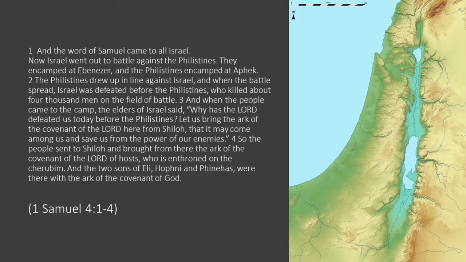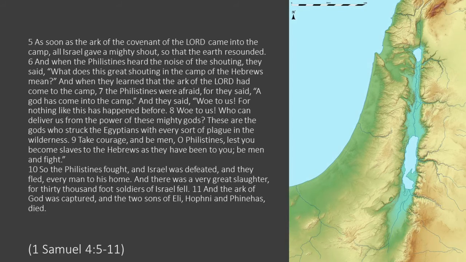And when the people came to the camp, the elders of Israel said, "Why has the Lord defeated us today before the Philistines? Let us bring the ark of the covenant of the Lord here from Shiloh, that it may come among us and save us from the power of our enemies." So the people sent to Shiloh, and brought from there the ark of the covenant of the Lord of hosts, who was enthroned on the cherubim. And the two sons of Eli, Hophni and Phinehas, were there with the ark of the covenant of God.